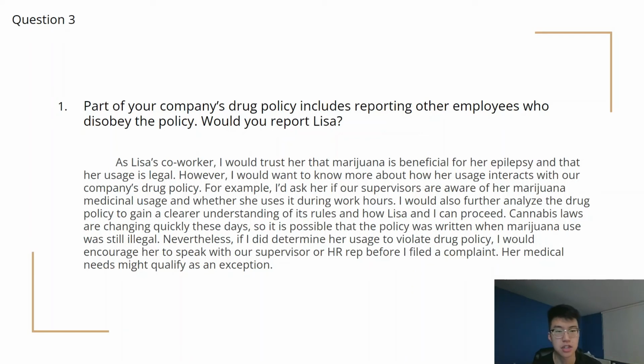Now, cannabis laws are changing quickly nowadays, so it is possible that the policy was written when marijuana use was still illegal. Nevertheless, if I did determine her usage to violate drug policy, I would encourage her to speak with our supervisor or HR rep before I filed a complaint. Her medical needs might qualify as an exception. So this response displays a respect for key medical ethics, such as Lisa's autonomy to determine her own health care and the prioritization of her well-being. And I'm also demonstrating how I can be supportive, but also an employee who's set in the policies and will abide by them.